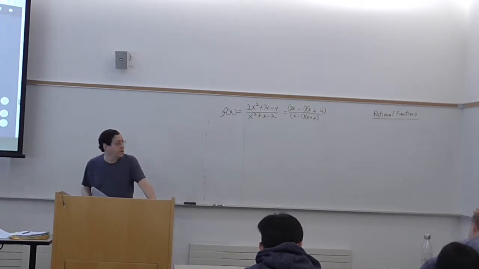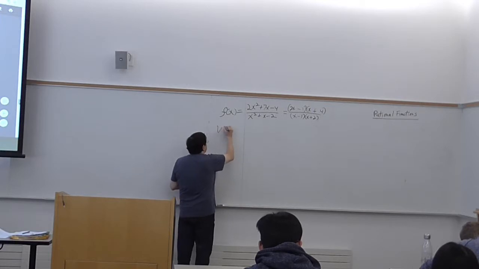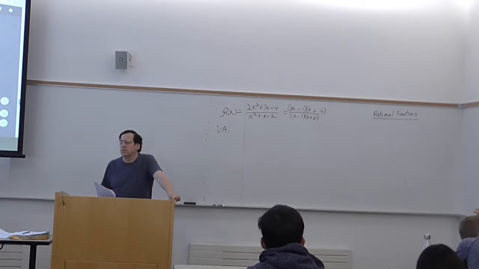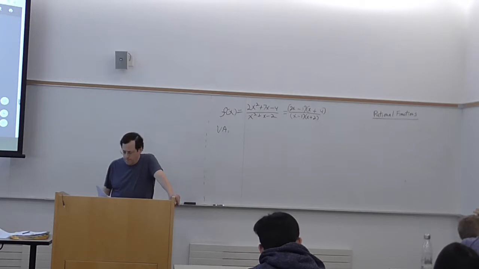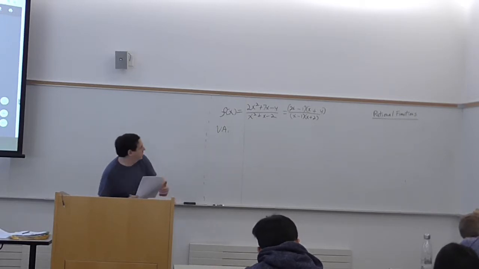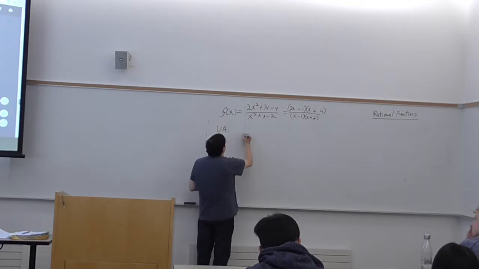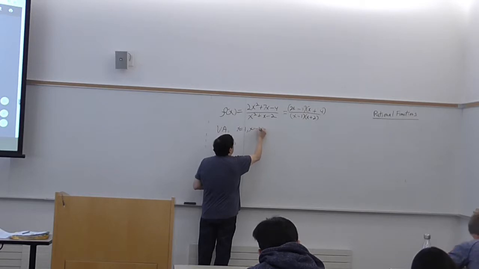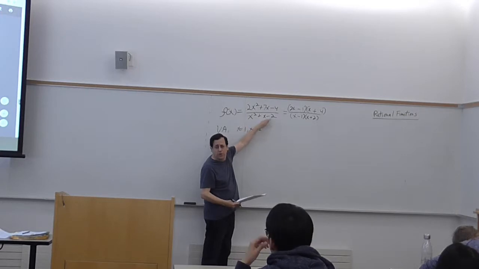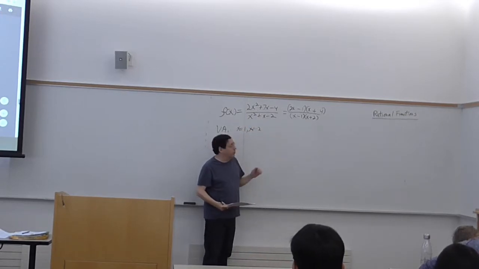What does that tell me about the vertical asymptotes? Where are they? And 1 and minus 2. So x equals 1 and x equals minus 2. Okay, recall that when the denominator is 0, you're going to get a vertical asymptote.